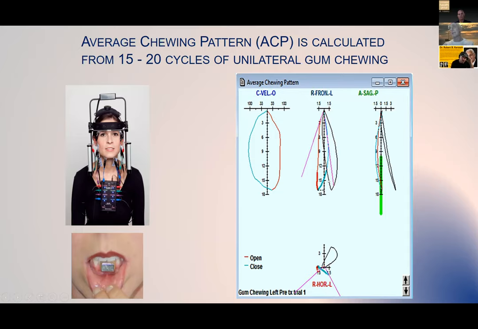These black ellipses are norms based on healthy patients who don't have any chewing dysfunction. So you see, and this would be the normal chewing. Whoops, sorry. This would be normal chewing to the left. Actually, this person is not doing that. She's chewing more to the right. And then sagittally, you're supposed to chew under your chin. See where you are going under your chin. This lady's chewing out in front of her nose.